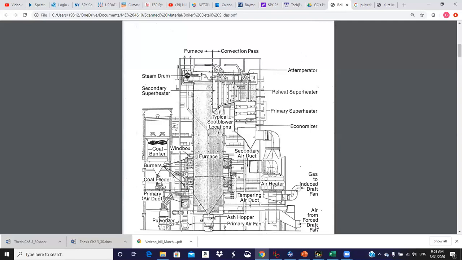The rest of the air from the FD fan becomes secondary air and goes to the wind box, which is our chambers around the outside of the boiler that are pressurized, and that hot air is then forced at various locations into the boiler to stage the combustion a little bit, to try to minimize the flame temperature a little bit and reduce the NOx emissions.